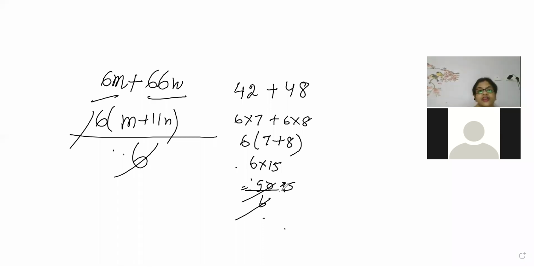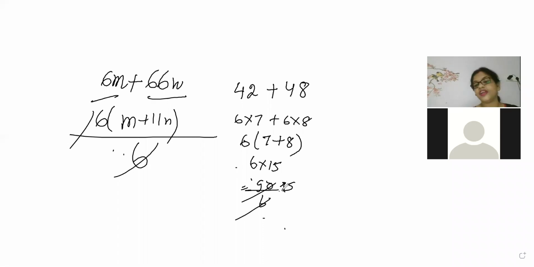It will not be 72, beta. You cannot add it up. M and N are different, beta. M plus N: M can be any other number, N can be any other number. Here, like 7 and 8 is there, but M and N are other numbers. It is not the same. So it will not be 72 MN.